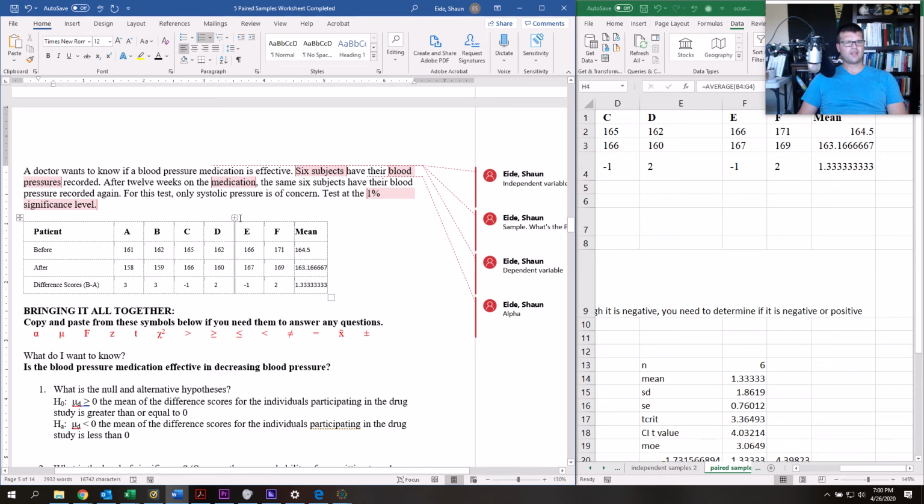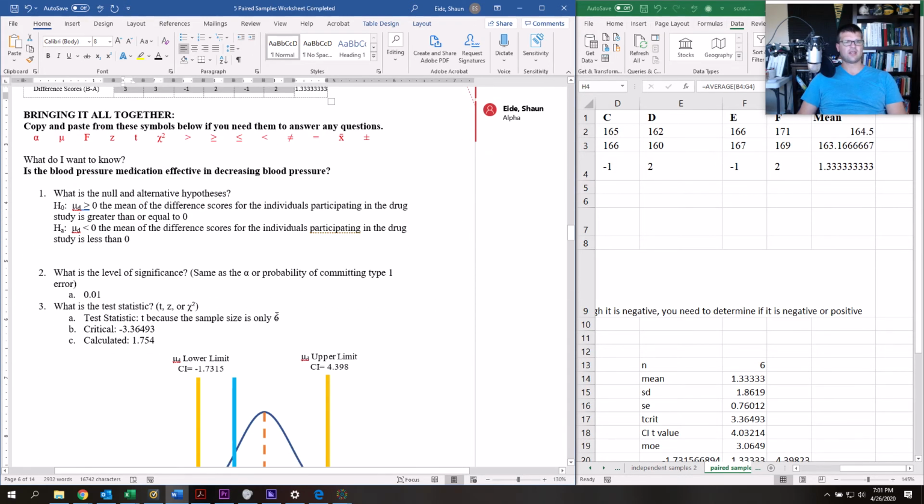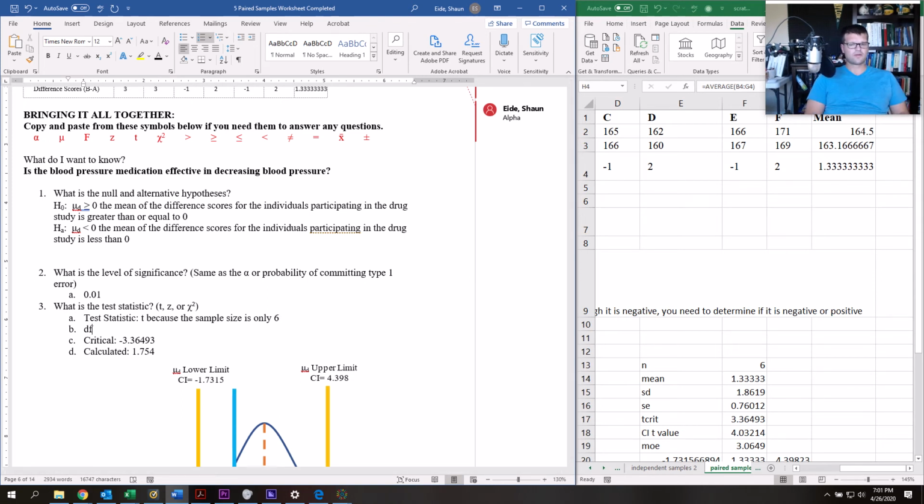Why do we need a t-score? Because we only have 6 values. The only values that we're looking at are these 6 values right here, and that is it. So there are 6 values, which means what's the degrees of freedom? Degrees of freedom equals 5. So the degrees of freedom is 5, and so what's the critical value?